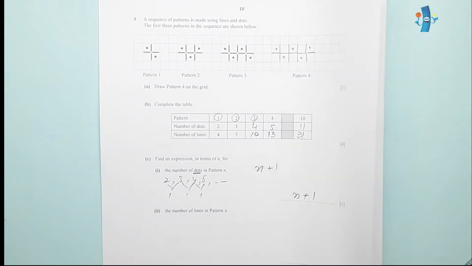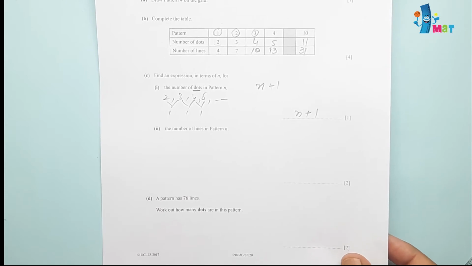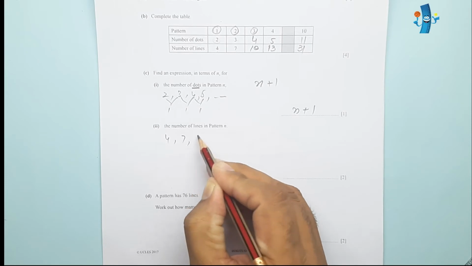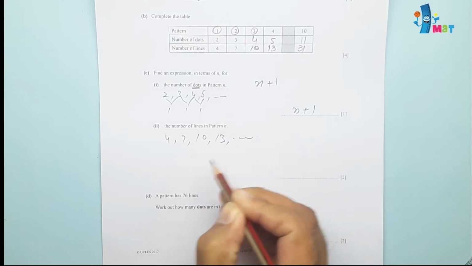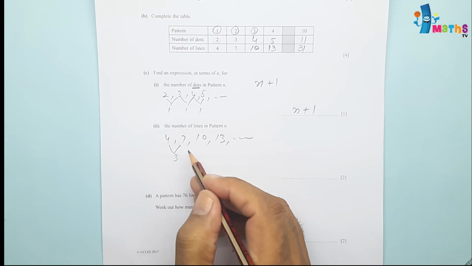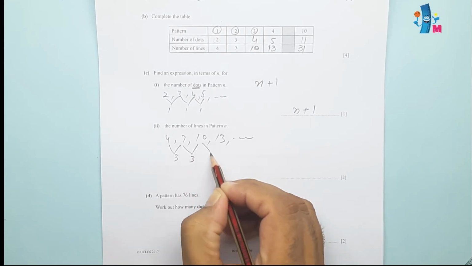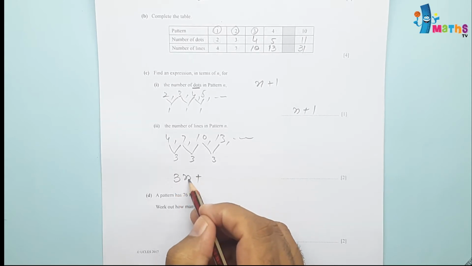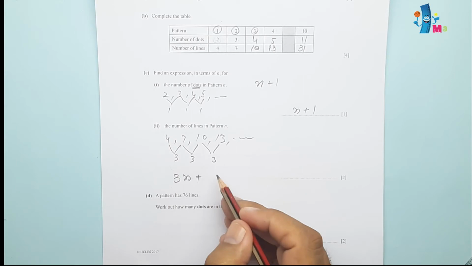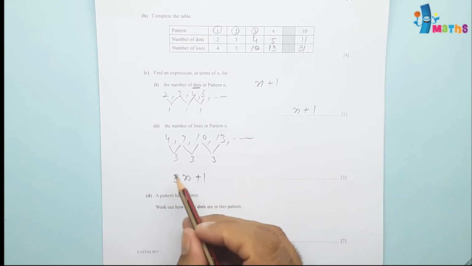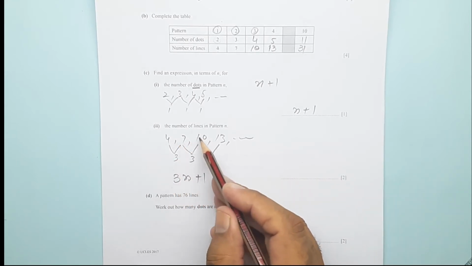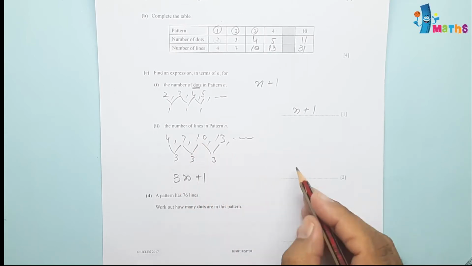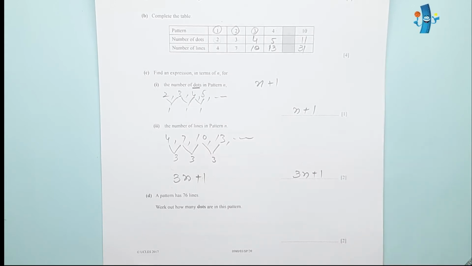And the number of lines in the pattern. From the table, we can check number of lines are 4, 7, 10, 13 and so on. So the difference is 3. So 3n plus, if we replace n is equal to 1, this will be 3, but we need 4, so 3n plus 1. We can check whether it's working for n is equal to 3: 3 into 3 will be 9, 9 plus 1, 10. So this is working. So we can write here 3n plus 1.